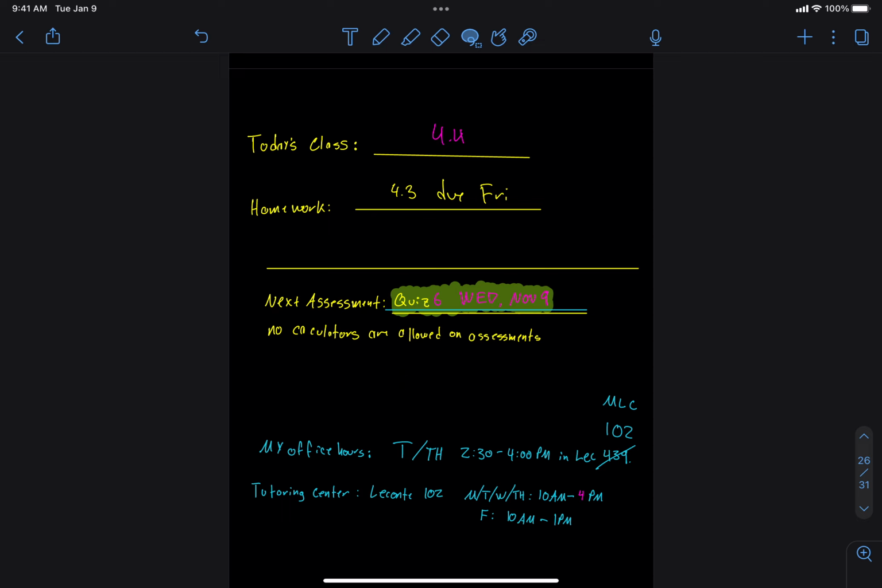So today we're going to talk some more about the graphs of trigonometric functions, which is section 4.4.